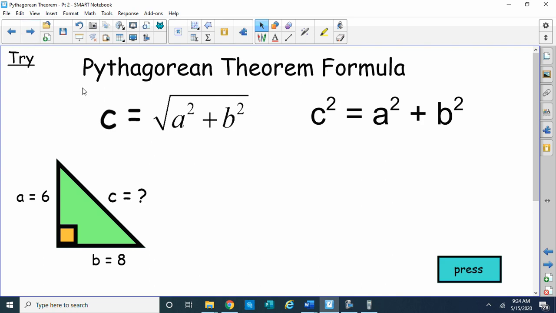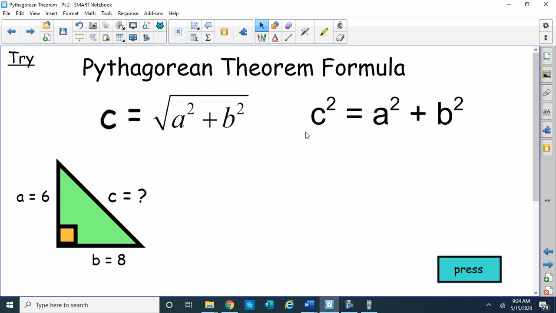So we have the Pythagorean formula. You could use either one to find C. So let's take a look and see if we can find it. A is equal to 6, B is equal to 8, so C, we're looking for the hypotenuse. So notice when we're looking for the hypotenuse, this is the formula that we use to find the value of C. Not C squared, but C we're looking for.